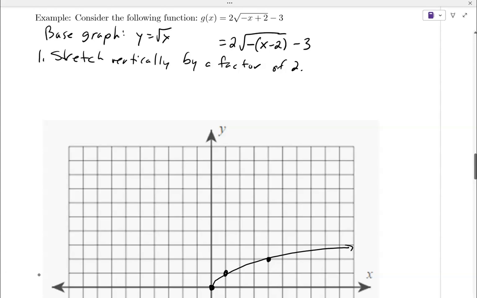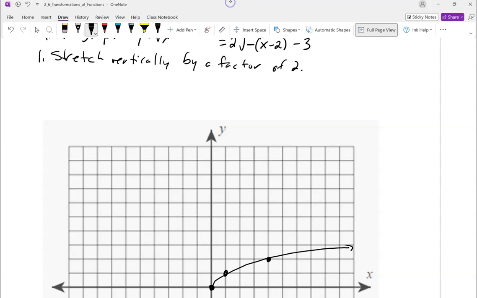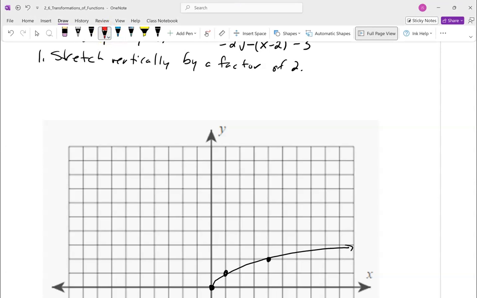Let's go ahead and handle that now. If we stretch vertically by a factor of 2, what happens to the point here at the origin? It stays the same, right? The output is 0, multiplied by 2, you get 0. Where does this one go to?